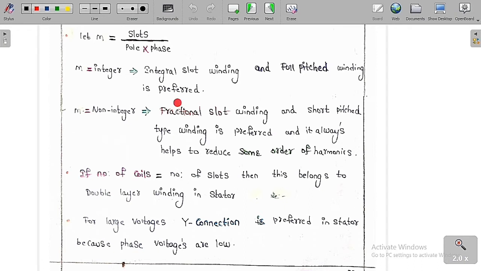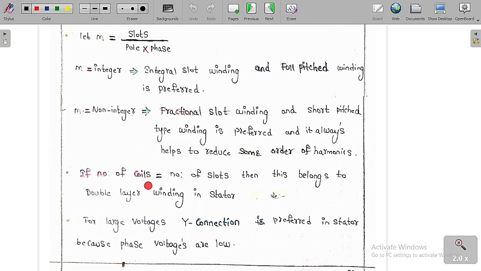So whenever M is an integer, we use integral slot winding and full pitch winding, whereas when M is a non-integer, it is called a fractional slot winding and we use the short pitch type of winding. Whenever the coil span is lesser than the pole pitch, it is called a short pitch type of winding, and it always helps to reduce some order of harmonics.